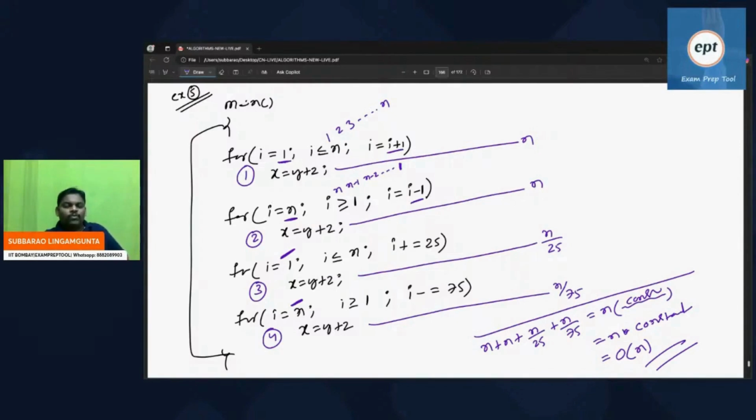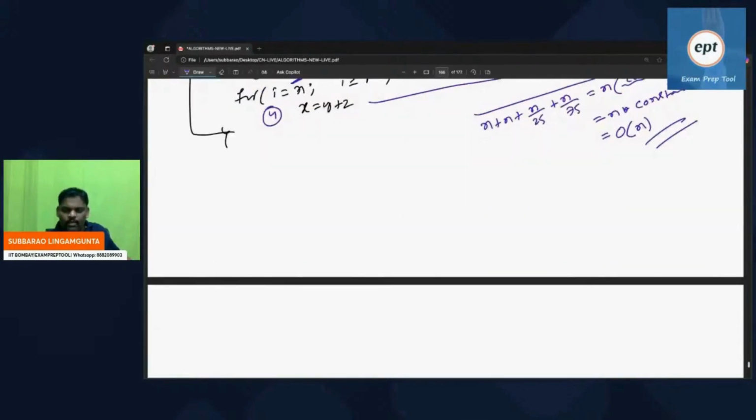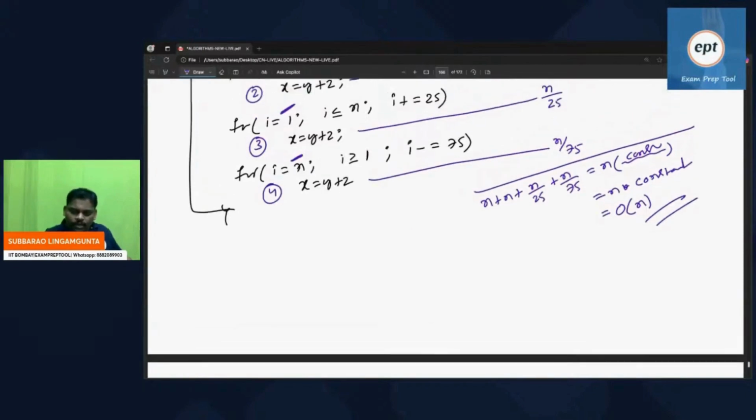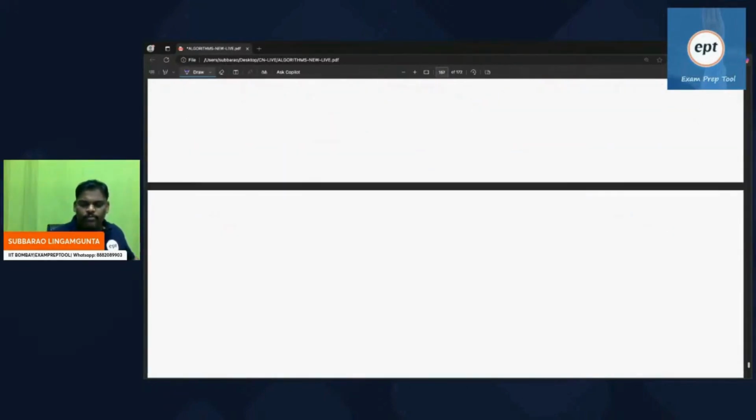Yeah, can we go to the next problem? Check, everyone. Yeah, let's move to the next. I think we have done decent work till now. Let's move to the next problem.